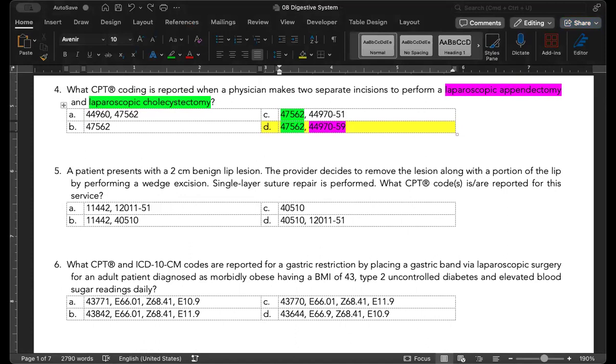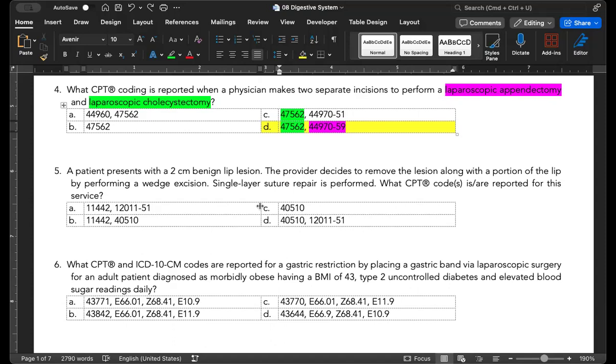Okay. 40510. Did you already look up the code description? Okay. So we know that 40510 is our procedure for the wedge excision for the lip. So the main question is, do we code the repair separately or do we only code the 40510? No, because it says with primary closure. So if they had said they had done a layered closure, would we report that separately? Yes. So all of our procedures should include just your simple single layer closure.